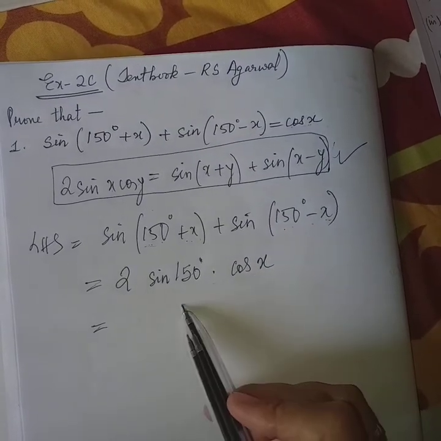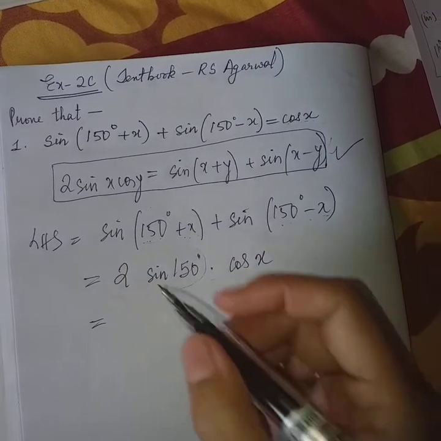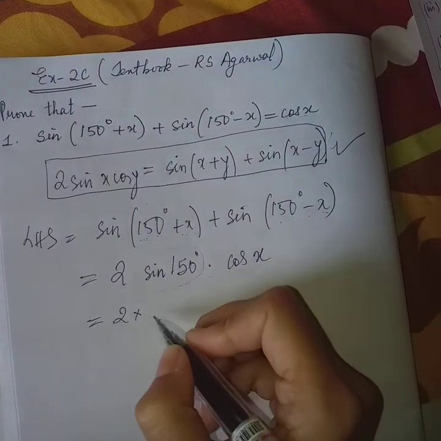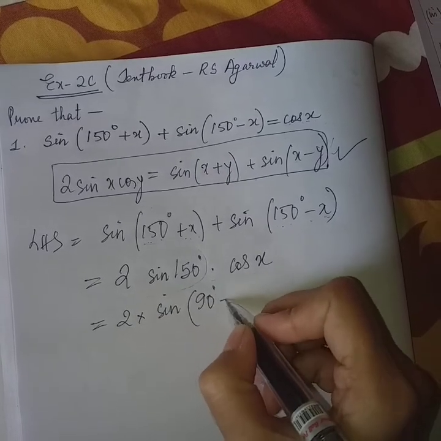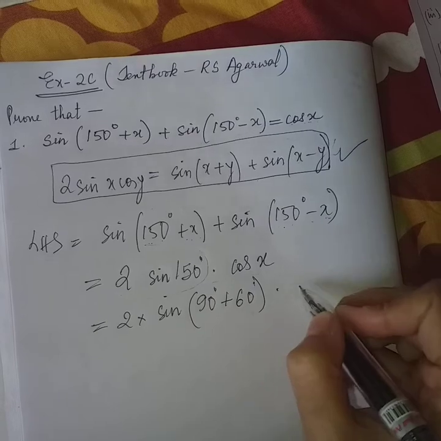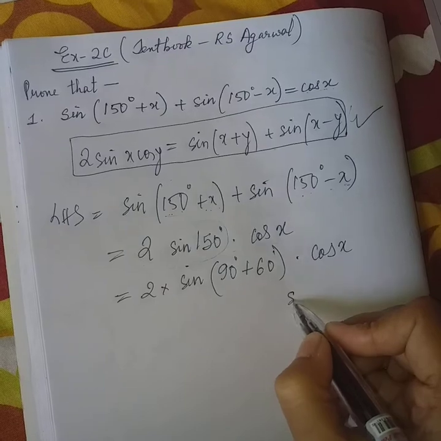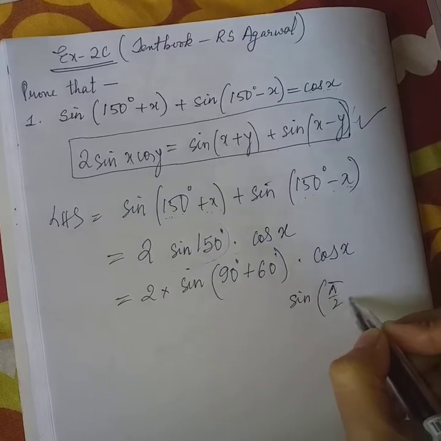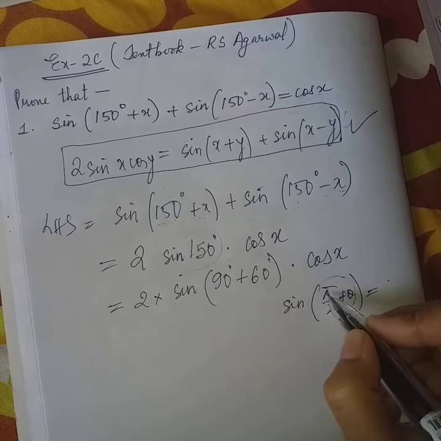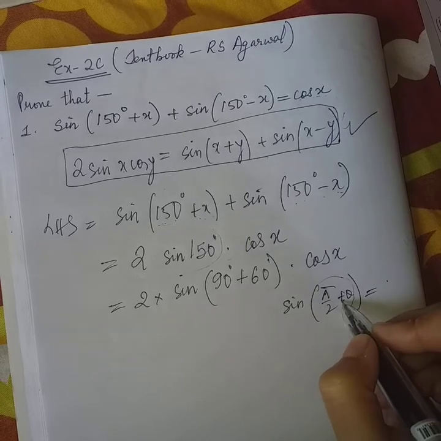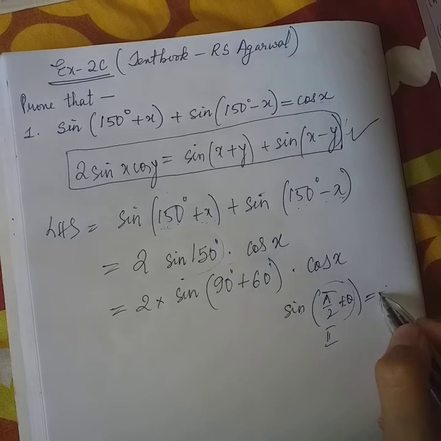So for this to be equal to cos x, this must be equal to 1. That is, 2 into sine of 150 must be equal to 1. So let us find the value of sine of 150 degrees. 150 degrees may be written as 90 plus 60 degrees. So we have learned that sine of (pi by 2 plus theta) is in the second quadrant, and we know sine is positive in the second quadrant, so the sign will be plus.